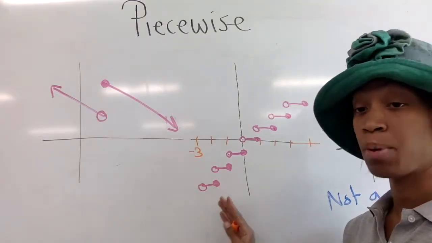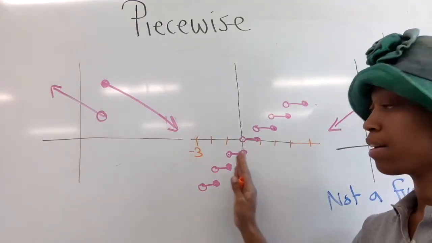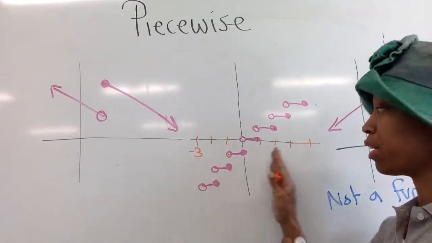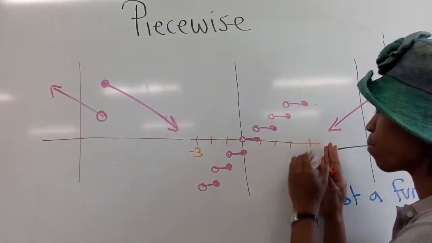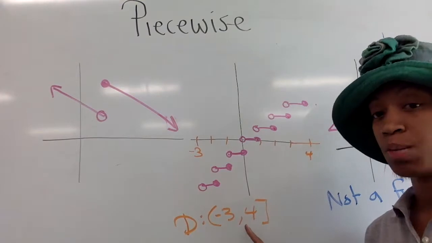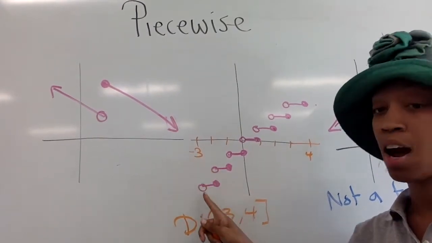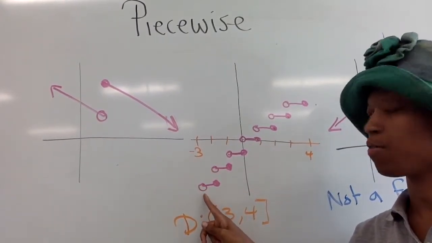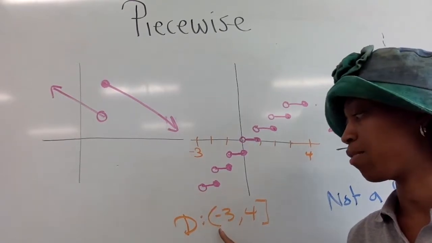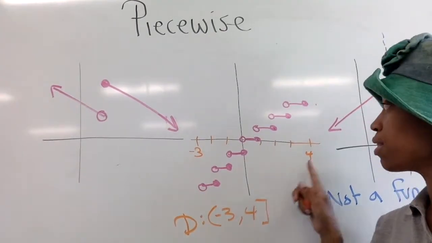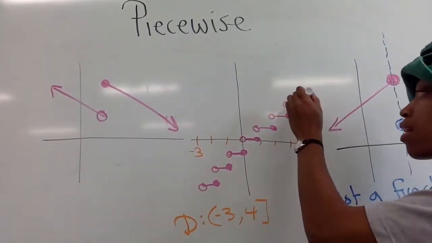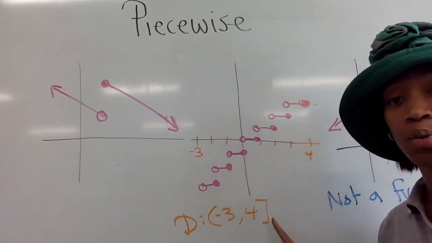On this, looking at the domain, how far it goes left to right, on this side it comes to negative 3, and over here it comes to 4. You have to look at how these brackets are working. The 3 is not included because of the open circle, so I have a parenthesis. But since the 4 has a colored in dot on it, that's why I have a square bracket.